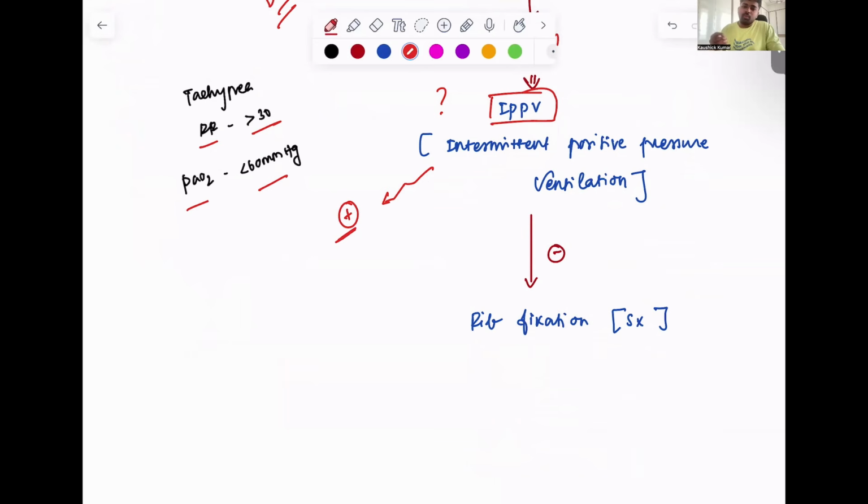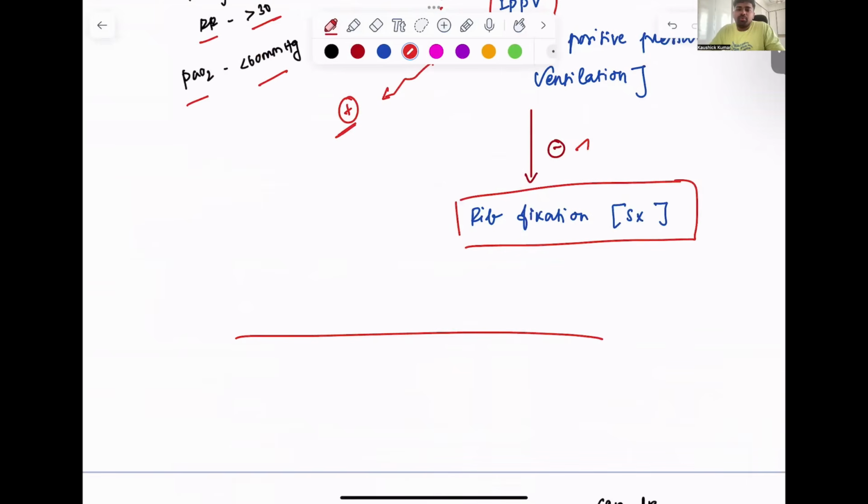Even after providing adequate analgesia and intermittent positive pressure ventilation, some patients may fail and do not respond well. So the last resort in these patients is surgery, and this is done by rib fixation. So that is all you need to know about flail chest.